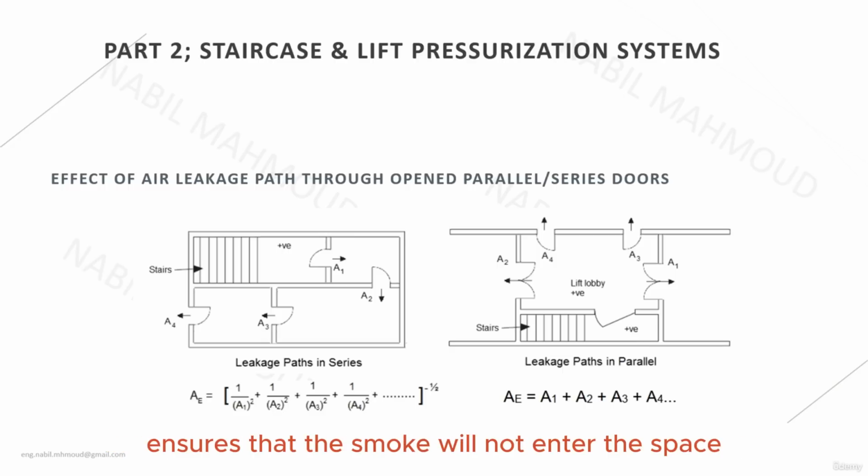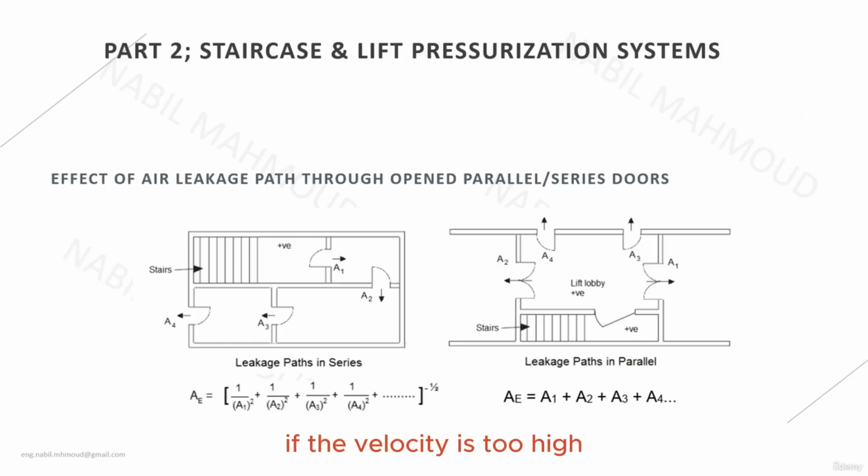This velocity ensures that the smoke will not enter the space that you need to pressurize. However, it also ensures that there will not be any negative circulation of air and smoke. If the velocity is too high, it will create circulations and it might lead to adverse effects of smoke infiltration from these circulations. So you can get the flow rate accordingly from the open and closed doors and from the walls and floors. Now you can sum this flow and multiply it by a factor of safety to get the pressurization that you need for the staircase.